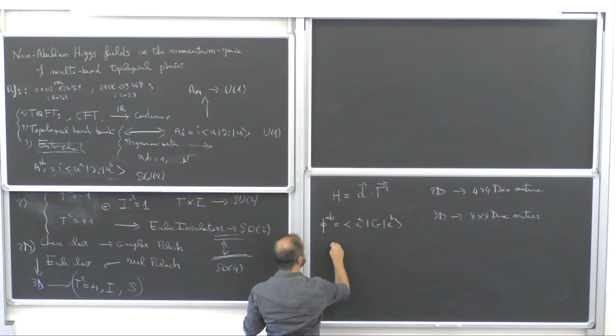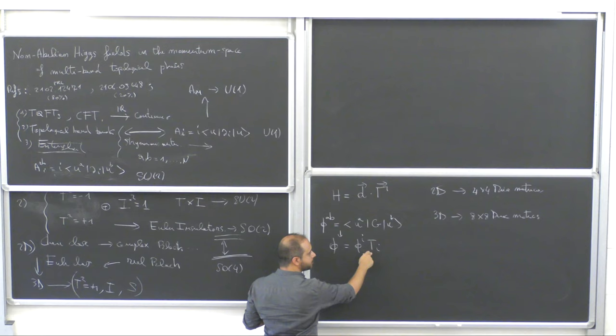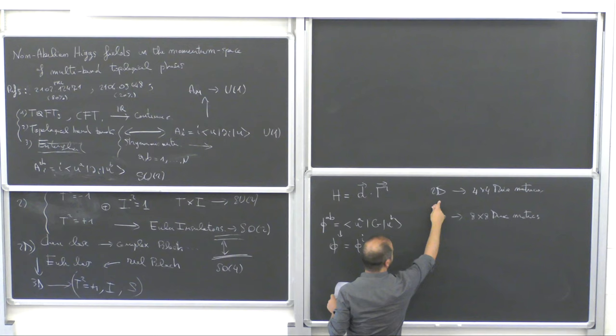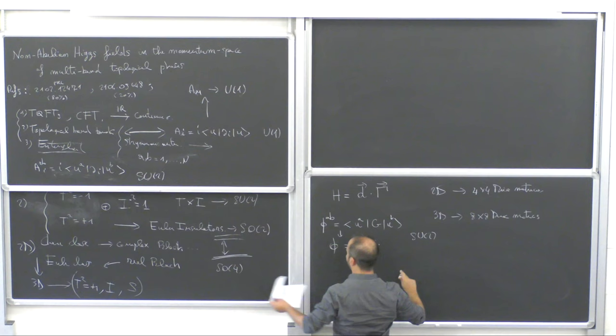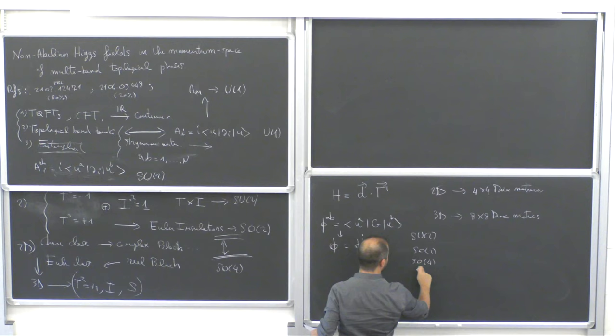Then you can decompose in a vector way, because these are the components, where the T are the generators of your underlying algebra. For instance, for the PHZ, this is SU2, the generators of SU2, or for the Euler it is SO2. And then for the three-dimensional case, SO2 here, SO4 here. So these are the main three groups that I'm going to consider.